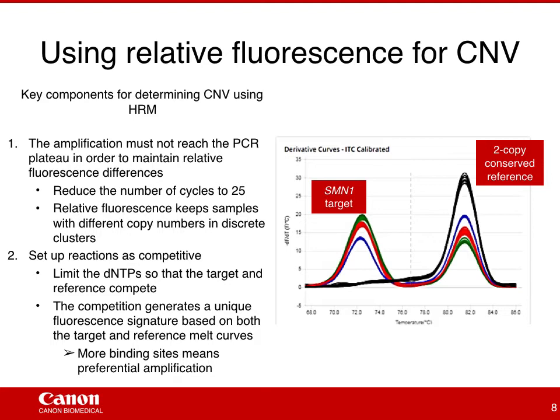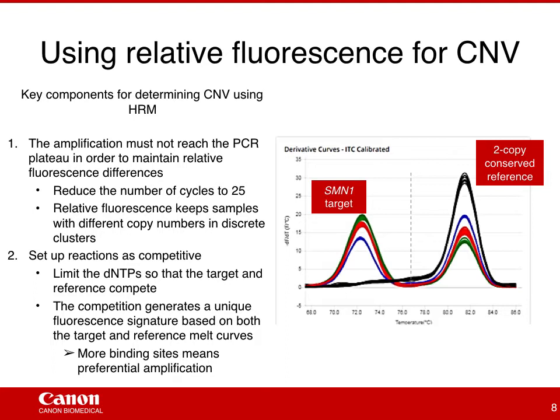The second key component of assay design is related to amplification competition. Primers for a 2-copy conserved reference gene, as well as a primer set for the target gene, are included as part of the reaction mix. Amplification competition is created by limiting the available dNTPs in the reaction mix. This affects the duplex reaction of the target gene, in this case, the SMN1 or SMN2 gene, and the reference gene.